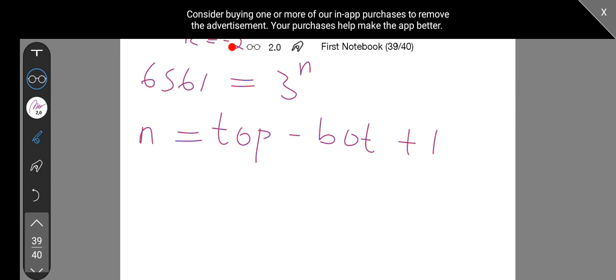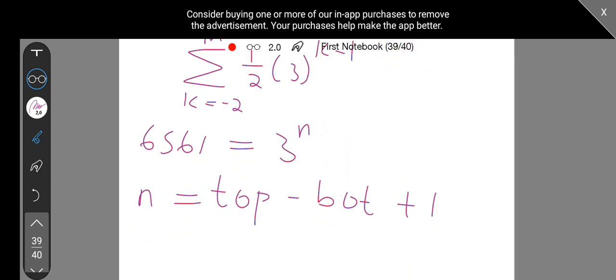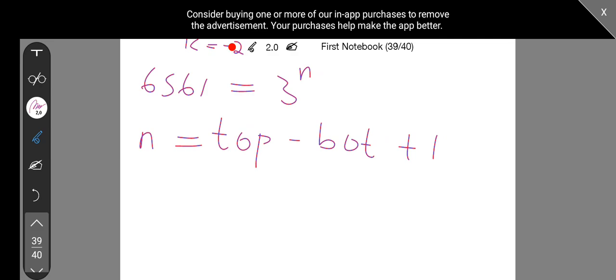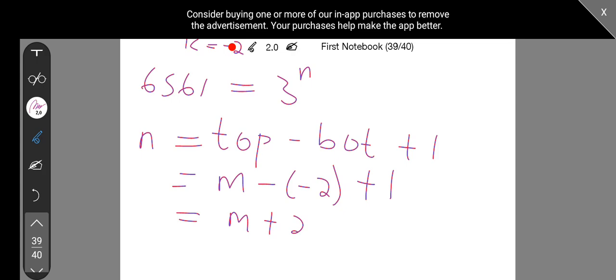So what is the top in this case? The top is given as m, and the bottom is minus 2. We're going to plug it inside the bracket and then we say plus 1. So this means that the n in this case is given as m, negative times negative 2, that gives us positive 2, plus 1. And at the end we have m plus 3. This means that the number of terms in this case is given as m plus 3. So we're going to plug m plus 3 in the place of n, and then we're going to solve for m. I hope this is clear.